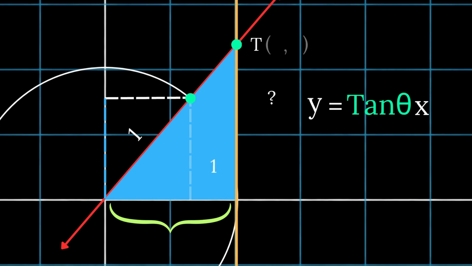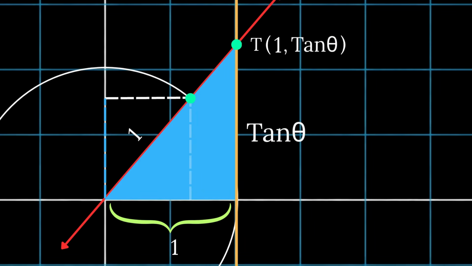The coordinate of T must satisfy this equation, since it lies on the very same line. We know the x-coordinate of T to be 1, so we can plug this into our equation to find the y value. So we get y is equal to tangent theta times 1. And what we get is that the y value is tangent of theta. So the height of this bigger right triangle must therefore be tangent of theta.